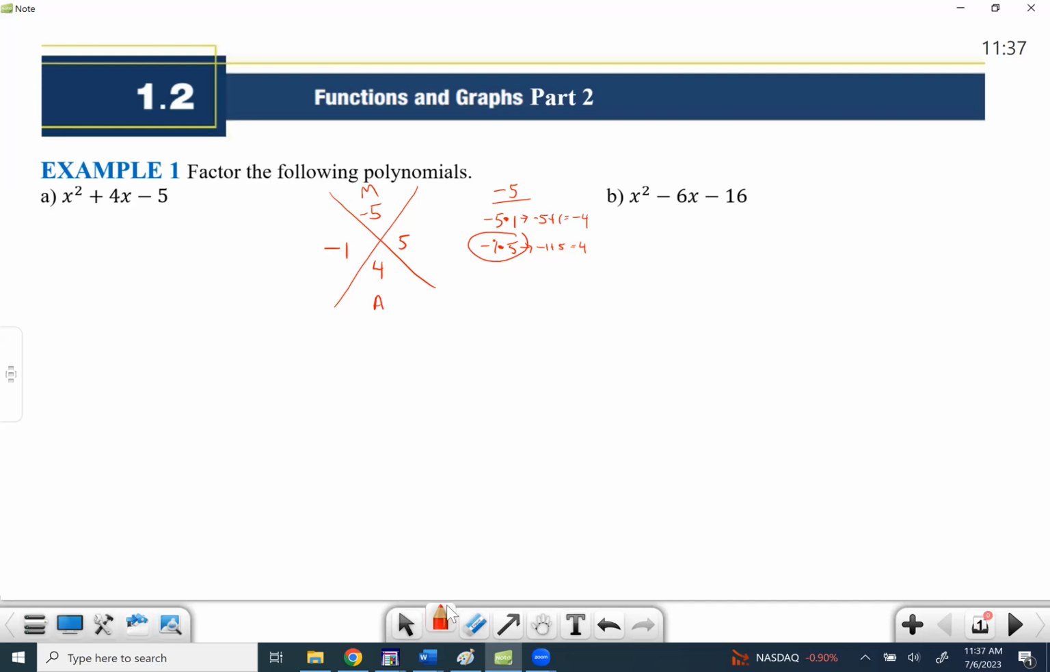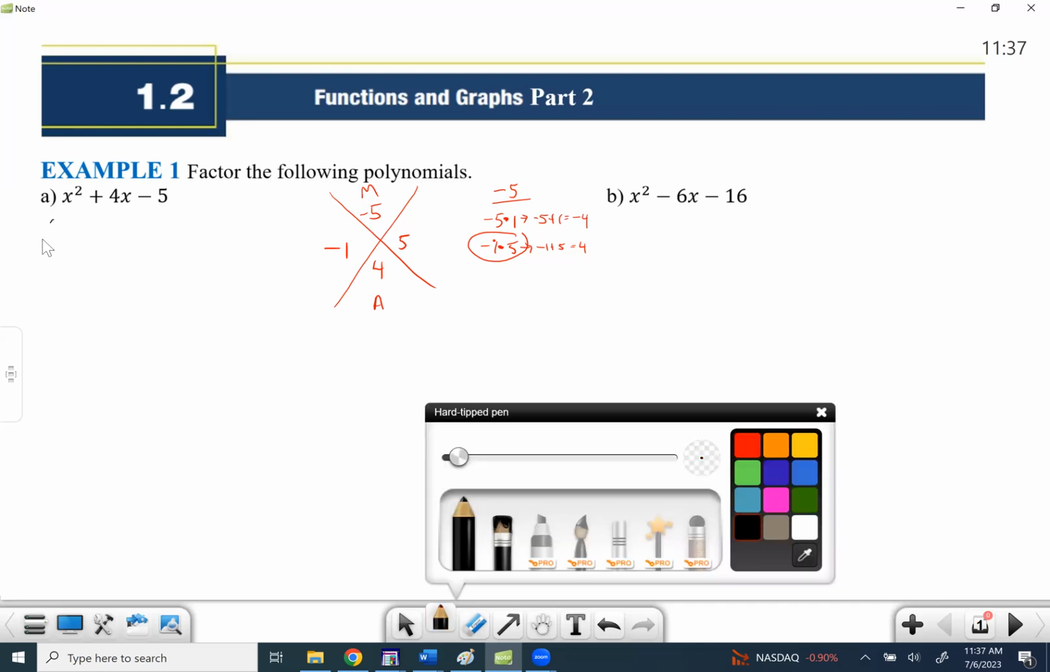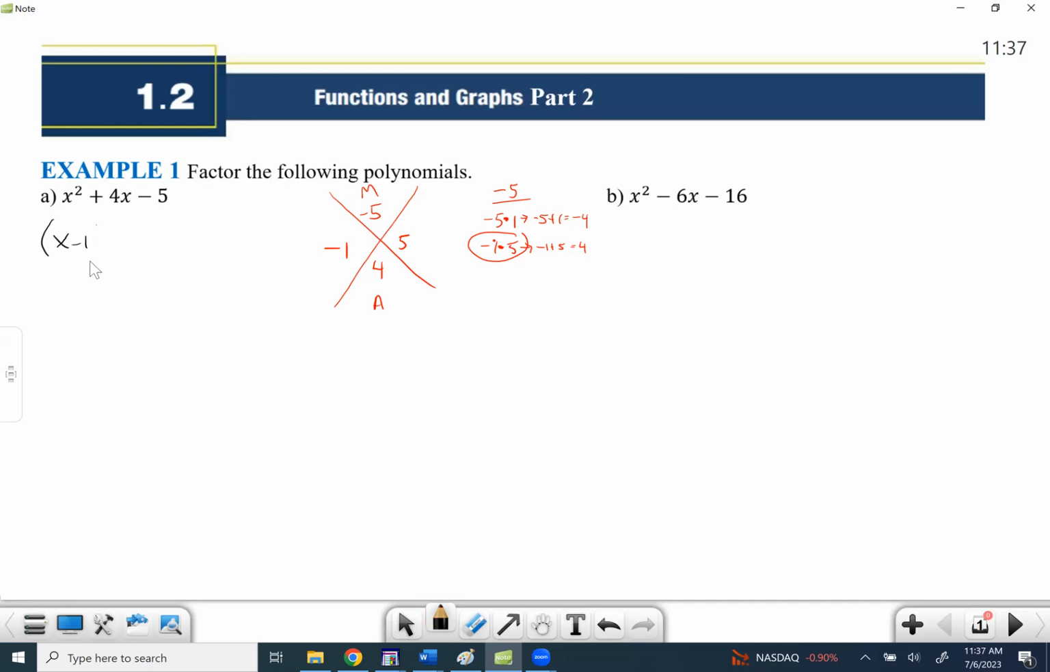Once you've figured out those numbers, we're just going to put them into the blank. Now, there's something I didn't mention that I need to mention now. This is the way that you do it as long as the leading coefficient is a 1. If there's any other number in front of that x squared, then we have a different process called the AC method, where we use factoring by grouping. So this is the easiest case, the case when there's a 1 in front of the x squared.